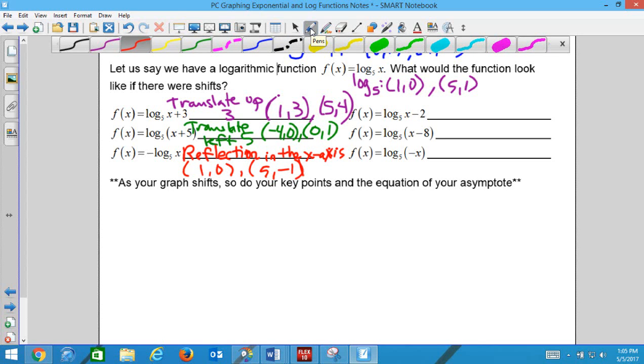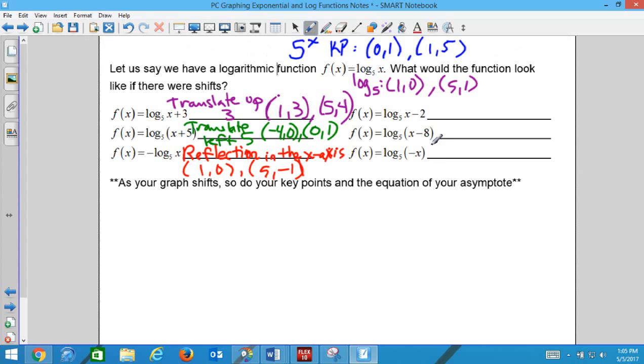Let's just do the bottom last one there, log base 5 of negative x. What's that negative going to affect for that last one? It's going to change the x value. So we're going to reflect in the y-axis. And then I'm going to change my x values to negative 1, 0, and negative 5.